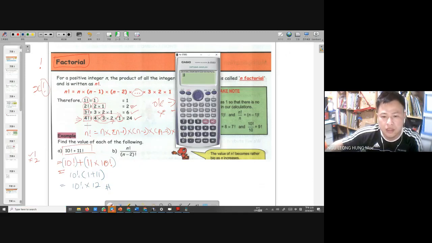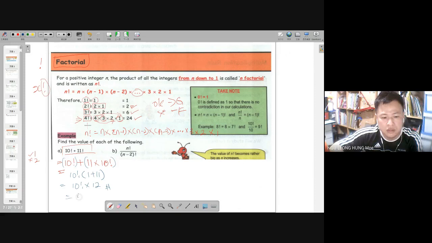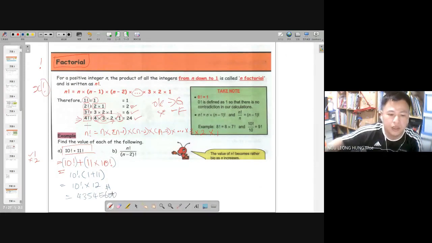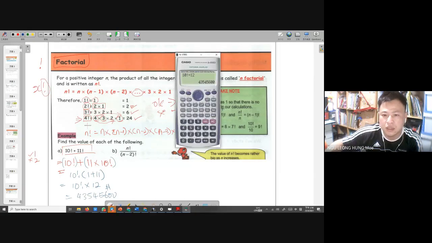Okay, 10 factorial times 12. You get 43,545,6... 4, 3, 5, 4, 6, 7, 8. Okay. How about if we just calculate 10 factorial plus 11 factorial? You see, you get the same answer.